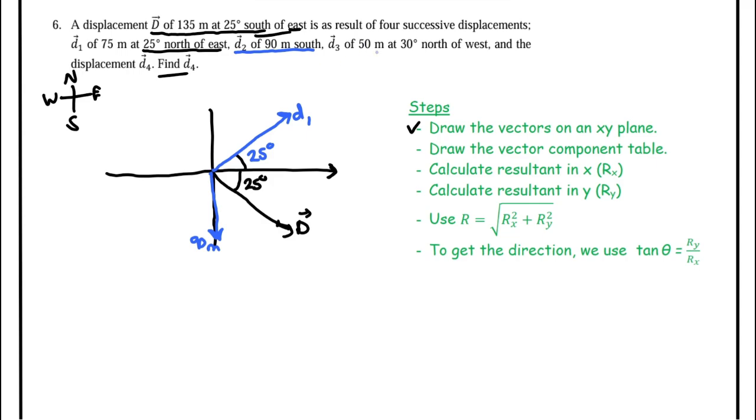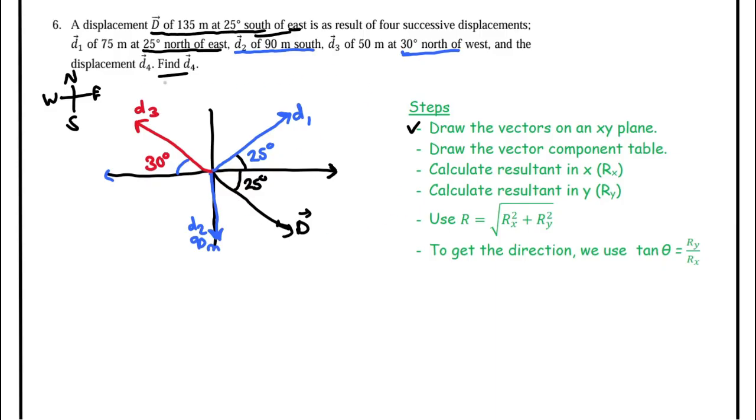This is d2. Then d3 is 50 meters at 30 degrees north of west. So we go to the west line, then 30 degrees north of west, so towards the north of the west. So this is 30 degrees, and this is d3.